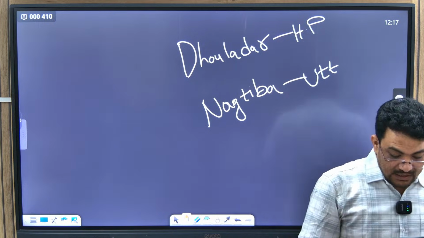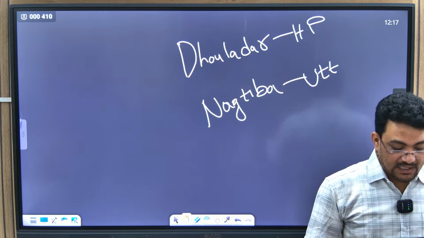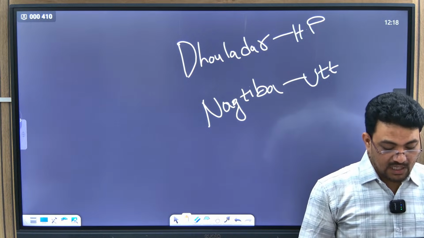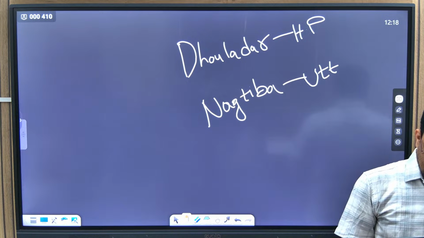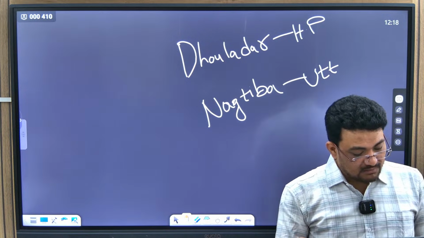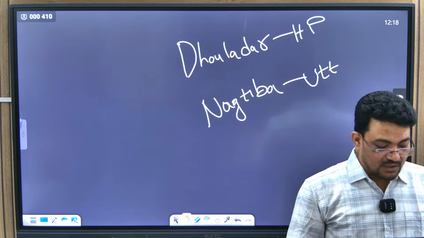See, you underline these hill stations, na? Dharamshala, Mussoorie, Shimla, Kausani, Almora, Lansdowne, Ranikhet. So these are the hill stations you have to remember.